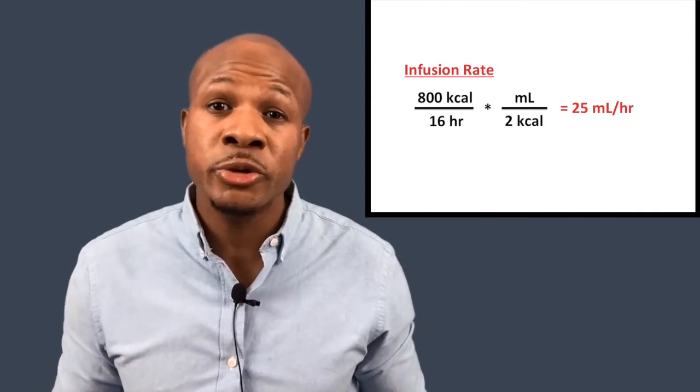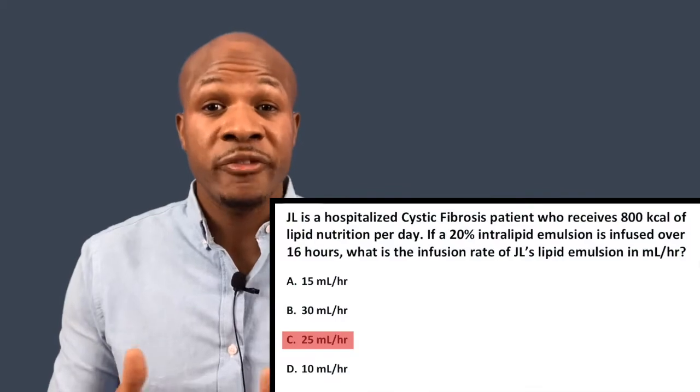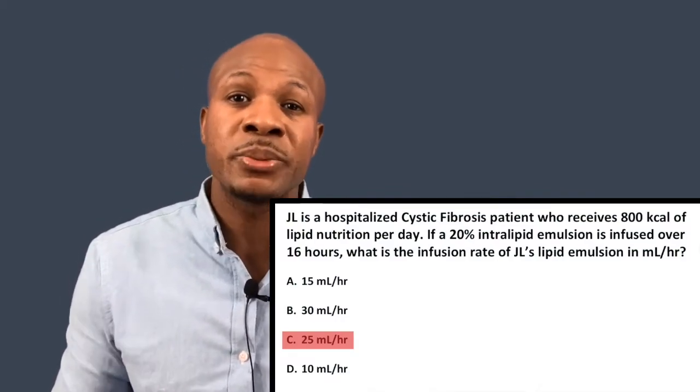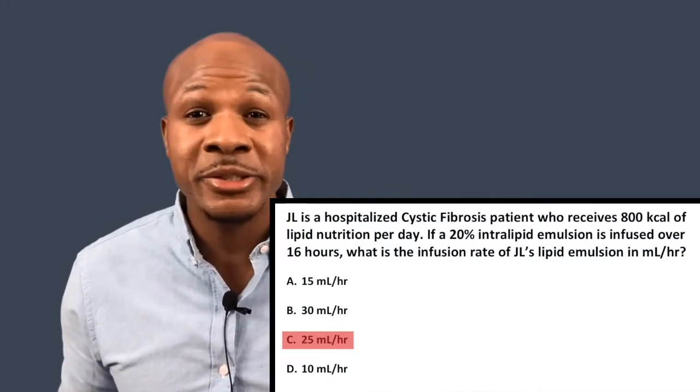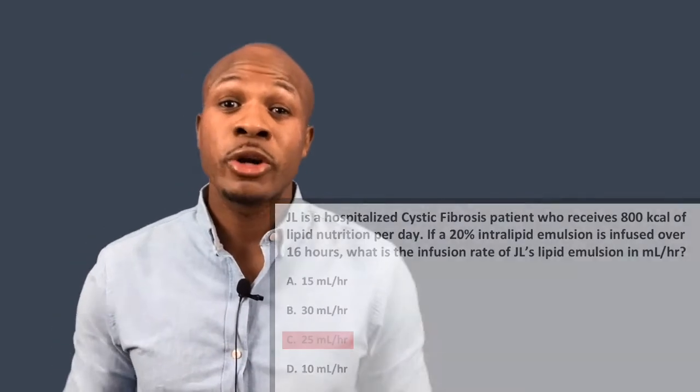And 50 divided by 2 is equal to what? 25. So the infusion rate is 25 milliliters per hour for this patient. Another easy question, right? Easy. Okay, let's go on to question number 3.